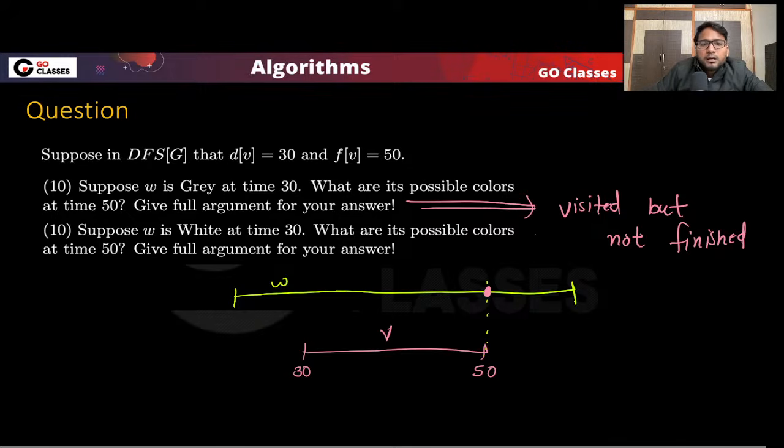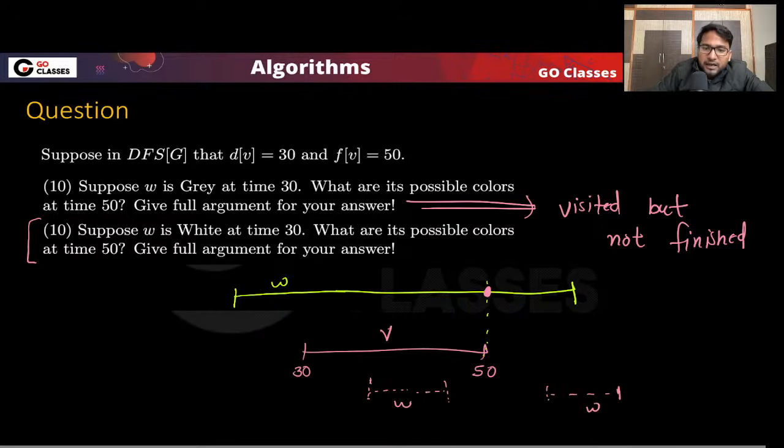Okay. Suppose W is white, which means it is unvisited. If it is unvisited, then what are the possible colors? So basically if W is white, which means you will be visiting it later on, maybe, right? Maybe later on. So at the time of 50, what are the possible colors? This is interesting. Can anyone tell me? So maybe you will visit it here, or maybe you will visit it here, right?